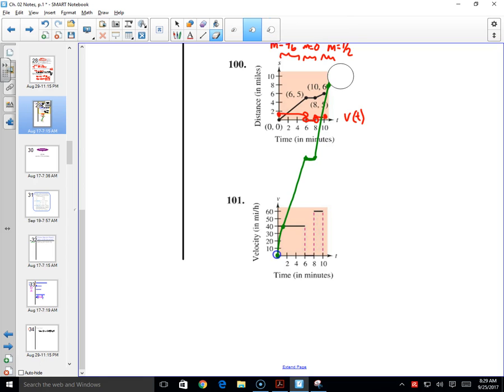But do you guys see what I'm doing? Go up 40 over 1, up 40 over 1 for the first 6, and then all of a sudden you're stopped, so it's flat, and then all of a sudden you're going even faster, so the slope is even steeper. That would be a position function.